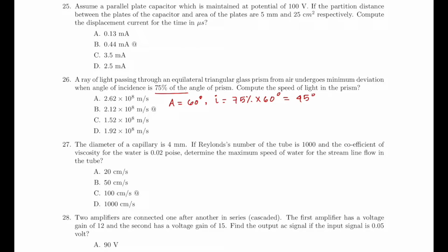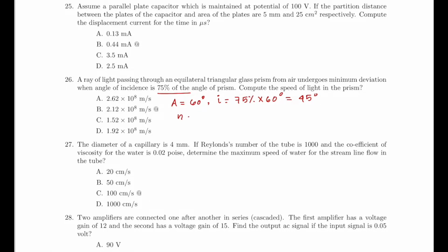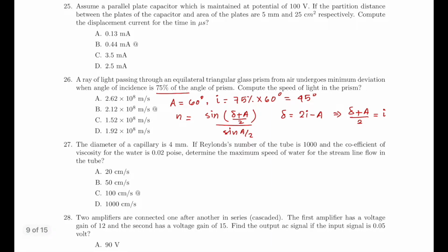Now let's calculate the refractive index of the prism first. As we know, the refractive index n is sine of (delta plus A) by 2 divided by sine A by 2. Now delta is the minimum deviation, which is 2i minus A. So (delta plus A) by 2 is the angle of incidence for minimum deviation.